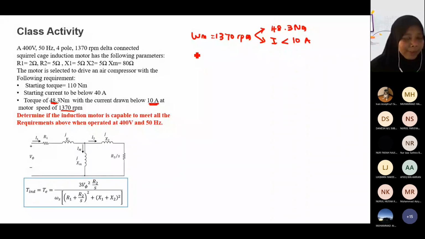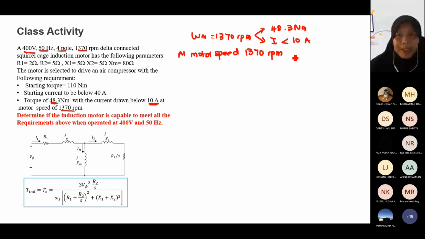So what do we want to do now? First, what do we want to calculate? Okay, at motor speed 1370 RPM, what is this speed? This motor speed is the same as which speed? Okay, it's the rated speed. So this is equal to Nm rated, the rated condition. So now we want to calculate the TE rated. Which formula do you want to use now?